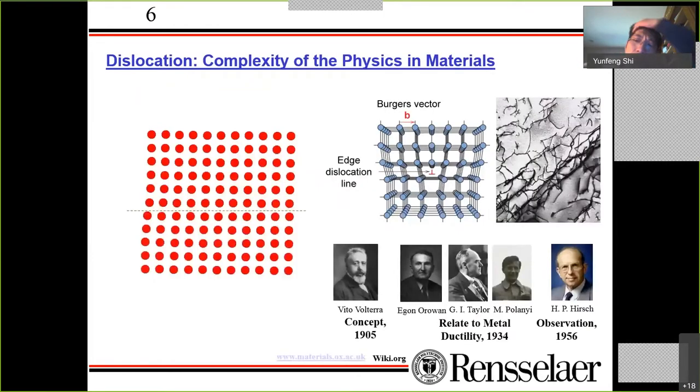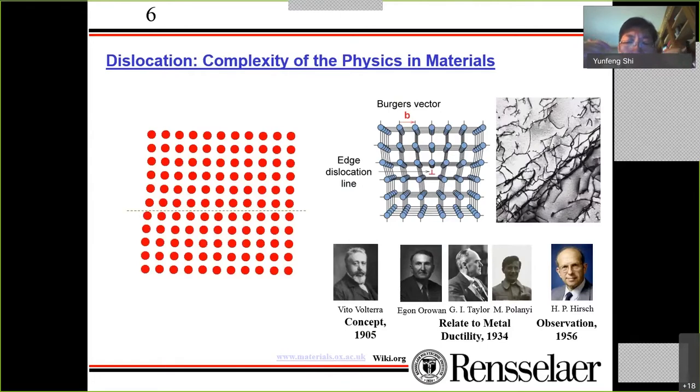Now, let me give you a sense of how generally physics plays into the field of material science. A very good example is that for simple material structures, it is okay, you can think about it. But more often than not, you face a structure that is so complicated, then you have to imagine it. A good example is dislocation. Dislocation is a defect, a line defect in a crystal.